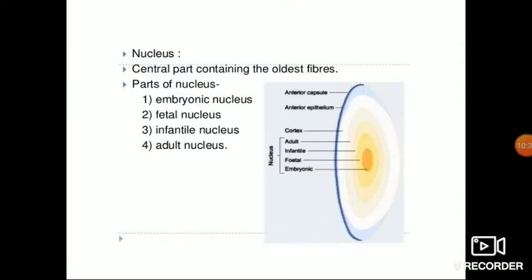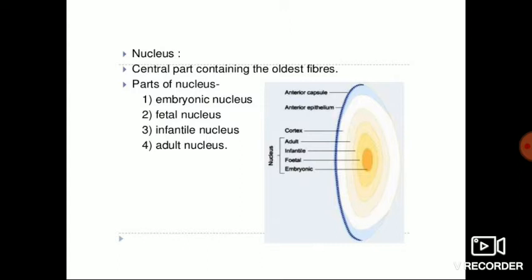Now we will have a look at the zones of the lens. Approximately, the nucleus occupies about 84% of the lens and the cortex occupies around 16%. The nucleus is further subdivided into embryonic, fetal, infantile and the adult nucleus.